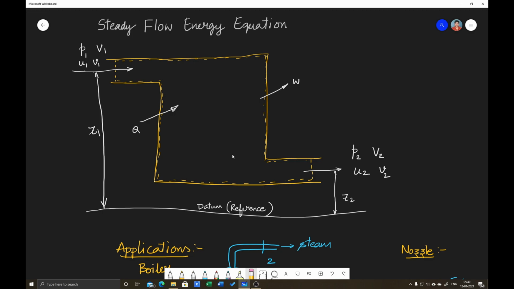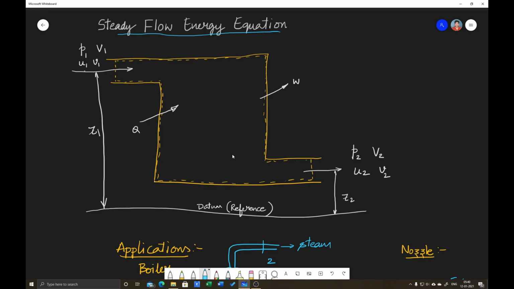We are going to look at the steady flow energy equation again, and we will discuss again the applications of steady flow energy equations, and we will get to the second law of thermodynamics.